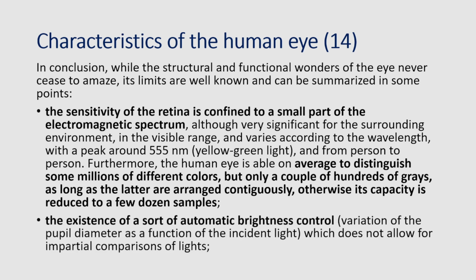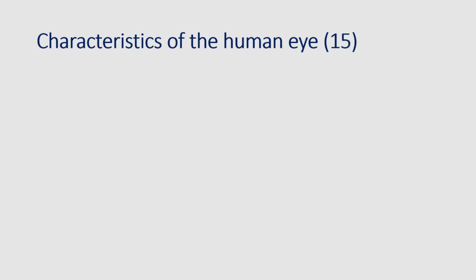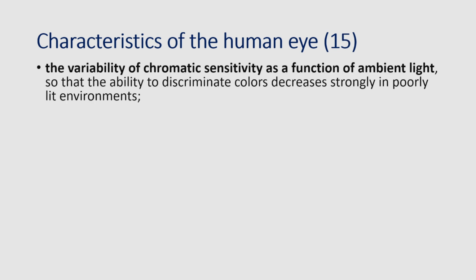The existence of a sort of automatic brightness control, variation of the pupil diameter as a function of the incident light, which does not allow for impartial comparisons of lights. Characteristics of the human eye. 15. The variability of chromatic sensitivity as a function of ambient light, so that the ability to discriminate colors decreases strongly in poorly lit environments.